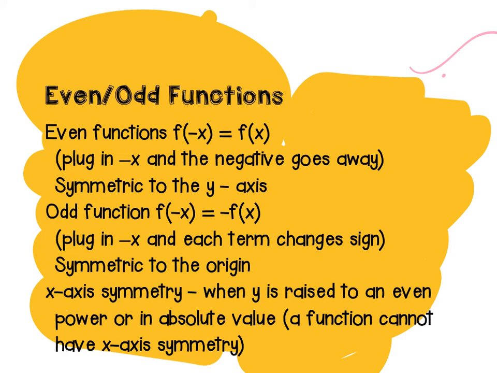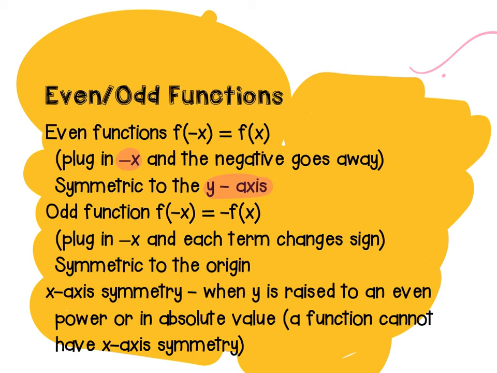Okay, even and odd functions are next. So even functions are functions that are symmetric to the y-axis. It means I literally can take my graph and fold it along the y-axis like a hot dog and my graph would overlap. The way we test it in an equation is we replace x with negative x and see if it would simplify back to positive.